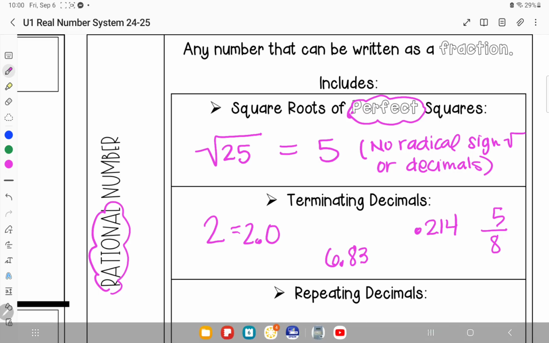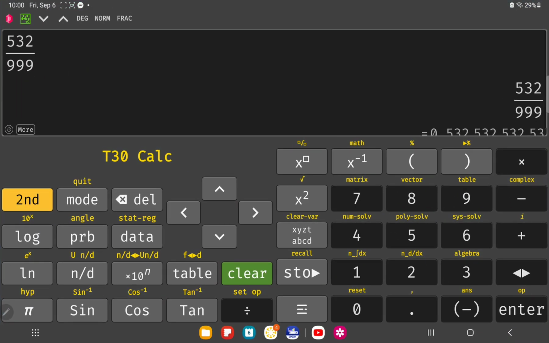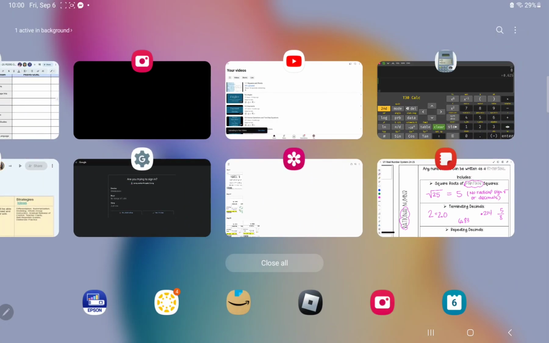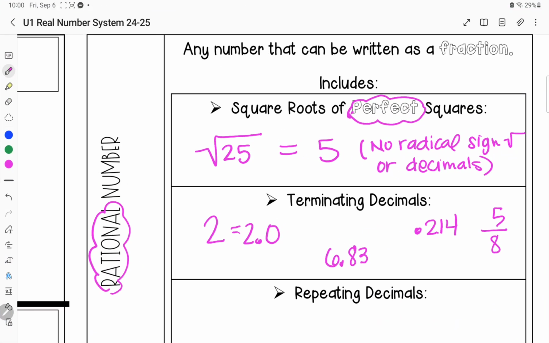Just to show you, if we put in 5 over 8, you'll notice I get out 0.625. It stopped right there. It didn't just keep going and going and going. So all of these are examples of rational numbers. They're the nice, pretty numbers because any of them could be written as, like I said, a fraction.